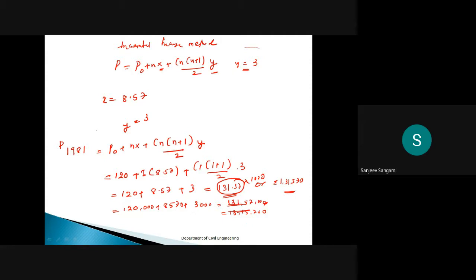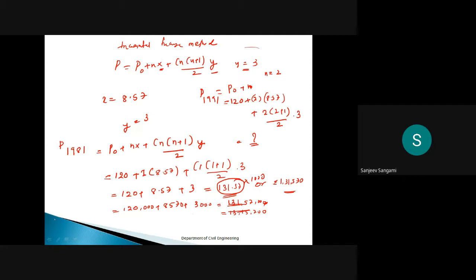So this is the incremental increase method. Suppose you want to calculate, for example, P at 1991. So P0 plus n x, P0 is 120. Then n, what I have to do is take it as 2 here, very important. Plus 2 into x is 8.57, plus 2 into 2 plus 1 divided by 2 into 3. So this is how you have to calculate it.